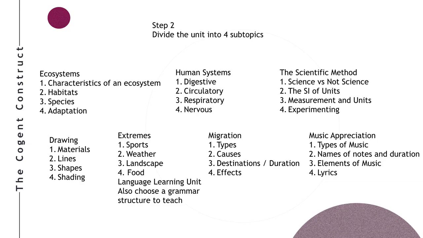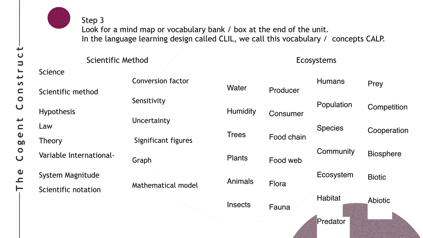For music appreciation, it could be types of music, names of notes and duration, elements of music, and lyrics. For language learning, you could take a unit like extremes and then break that down into 4 subtopics such as extreme sports, weather, landscape, and food. If you're teaching language, you would also want a grammar focus, and the grammar focus for this unit could be modals if I wanted.